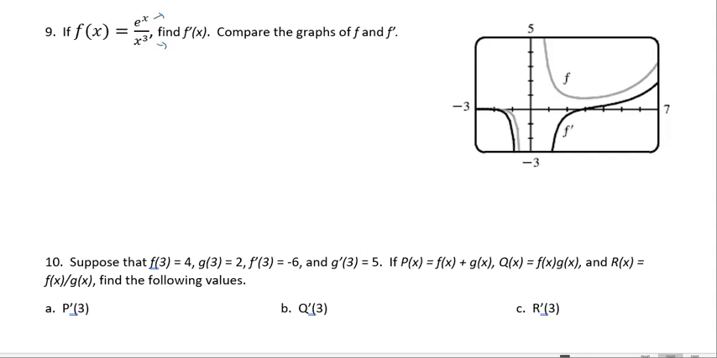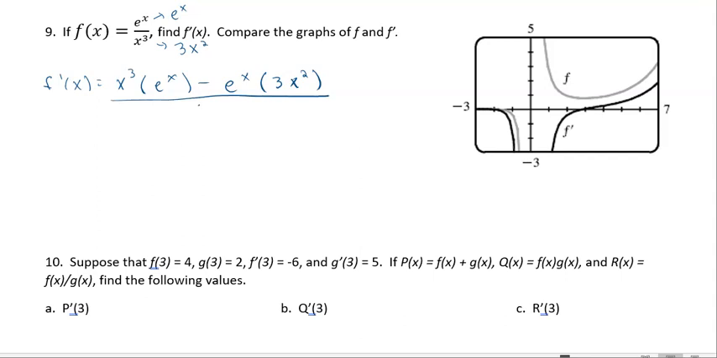The derivative of e to the x is e to the x. The derivative of x to the third is 3x to the second. So let's use this to find our quotient rule. So f prime of x equals bottom times derivative of the top minus the top times the derivative of the bottom, all over the bottom squared.